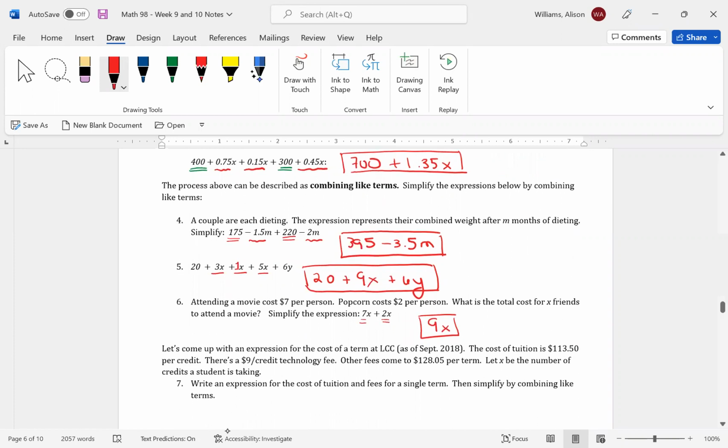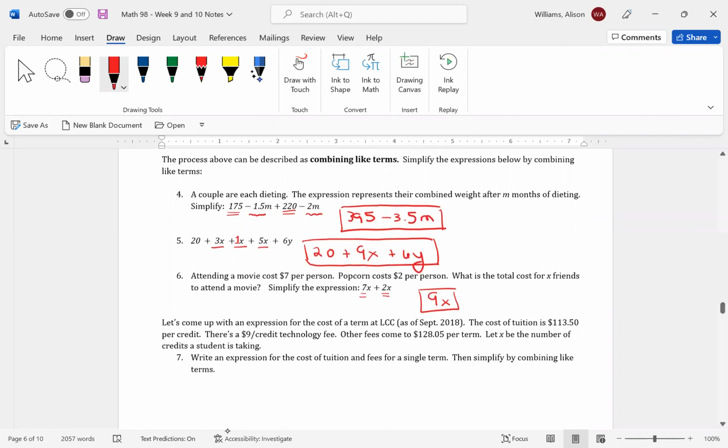Let's come up with an expression for the cost of a term at LCC. LCC is a school in Oregon, Lane Community College. The cost of tuition is $113.50 per credit in 2018. There's a $9 credit technology fee, and other fees come out to $128.05 per term. Let X be the number of credits a student is taking. Let's write an expression for the cost of tuition and fees for a single term and then simplify.